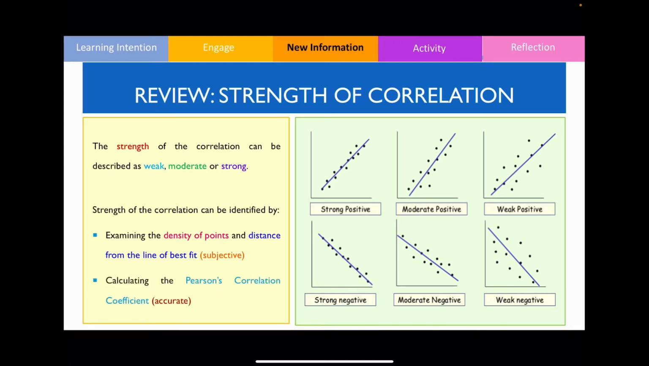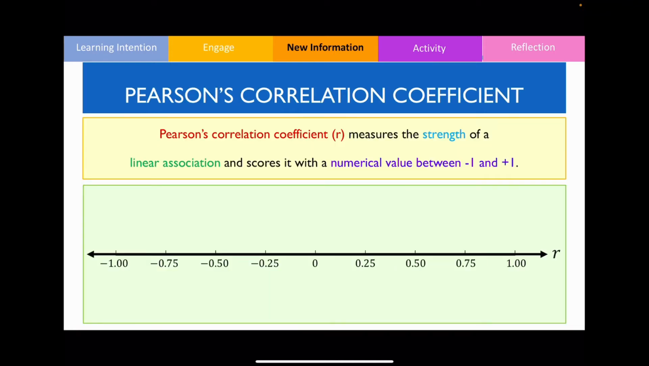Alternatively, another way to find the strength of the correlation is by calculating the Pearson's correlation coefficient. In today's lesson, we're only going to look at what the Pearson's correlation coefficient is, and in the next lesson, we'll look at how to actually calculate this value. So Pearson's correlation coefficient, which is represented by the letter R, measures the strength of a linear association, meaning a linear relationship, and it scores it with a numerical value between -1 and +1.